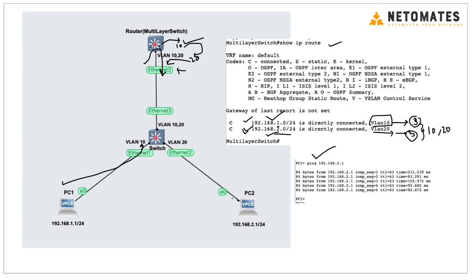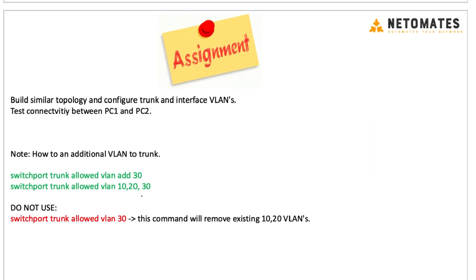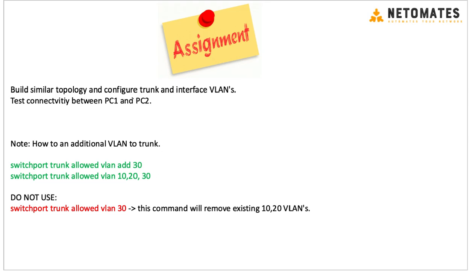The same thing happens for the reply packet. When PC2 sends the reply packet, the ping reply, it will go here and cross the two VLAN interfaces and come on the same physical Ethernet 3 and down to PC1. So build a similar topology, configure the trunks and VLAN interfaces, and verify the connectivity between PC1 and PC2.